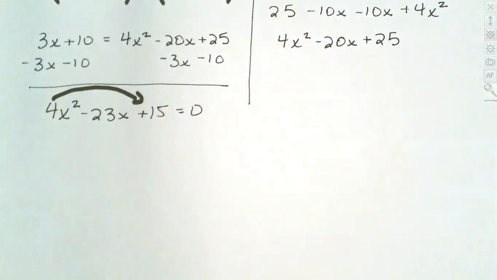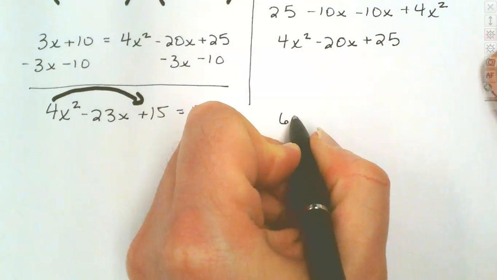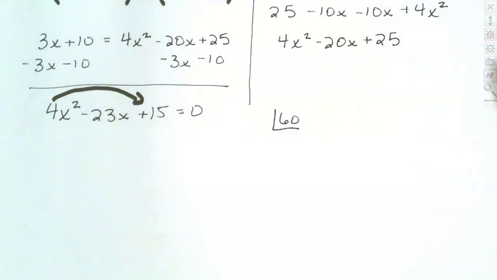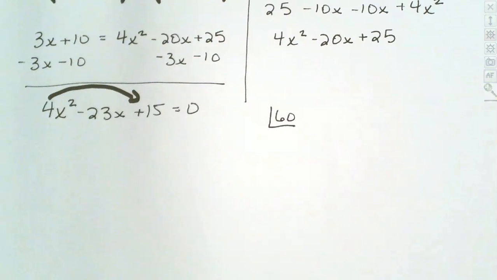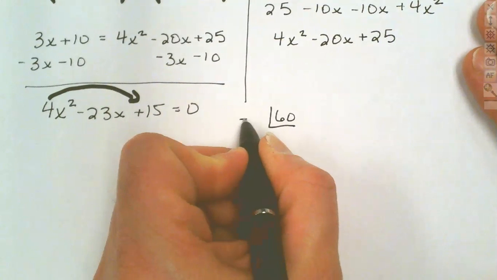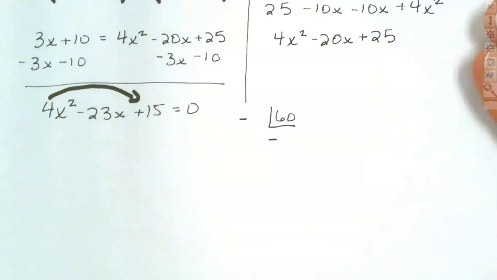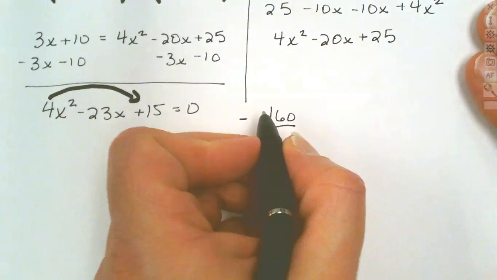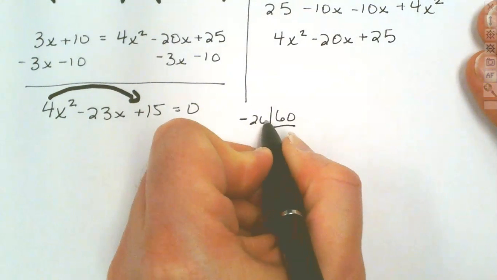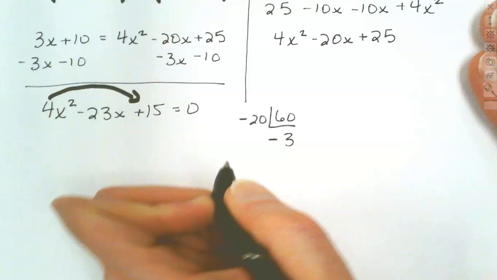And 4 times 15, well, that makes it a 60. Now we need two numbers that multiply together to give you 60, add together to give you a negative 23. It's a positive 60, so that means they're both the same sign. In the middle was negative, so they're both going to be negative. You should be able to hopefully see it as negative 20 and negative 3.